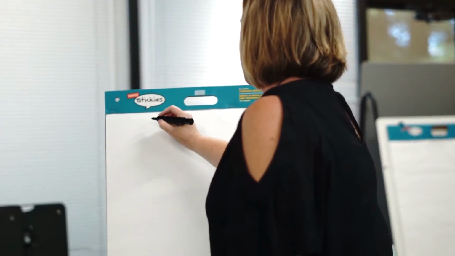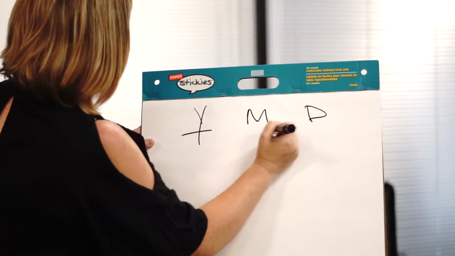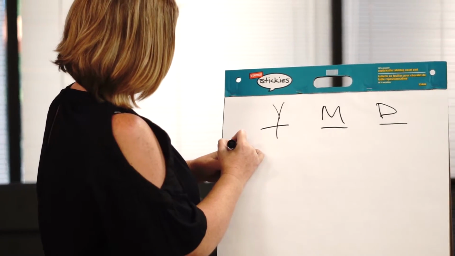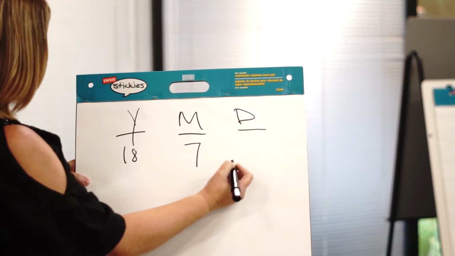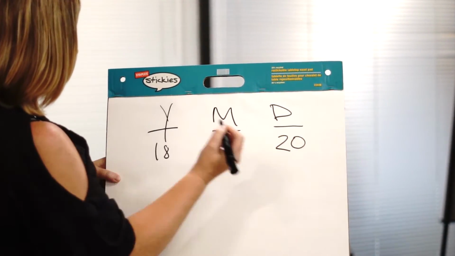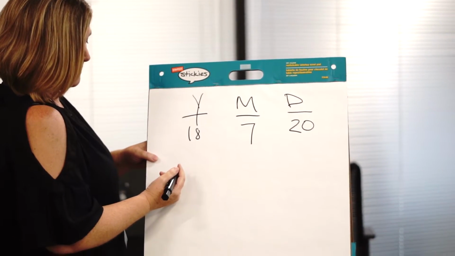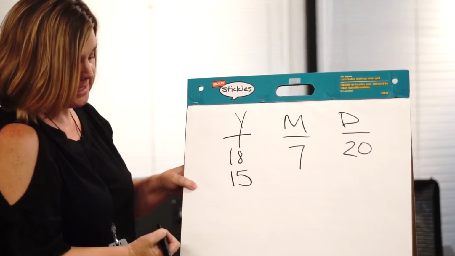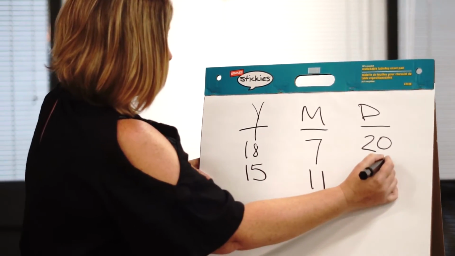So I'm just going to give you these since we're using this. There's year, month, day. This is the order in which it's written. And then you always do today's date first. So it would be 18 July, and today's the 20th. And then I'm just going to pick a birth date. This child was born in 2015 in November and on the 14th.